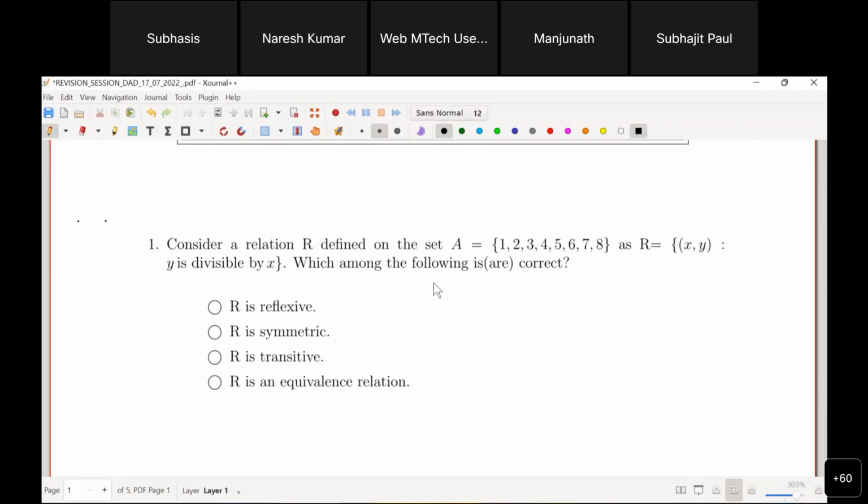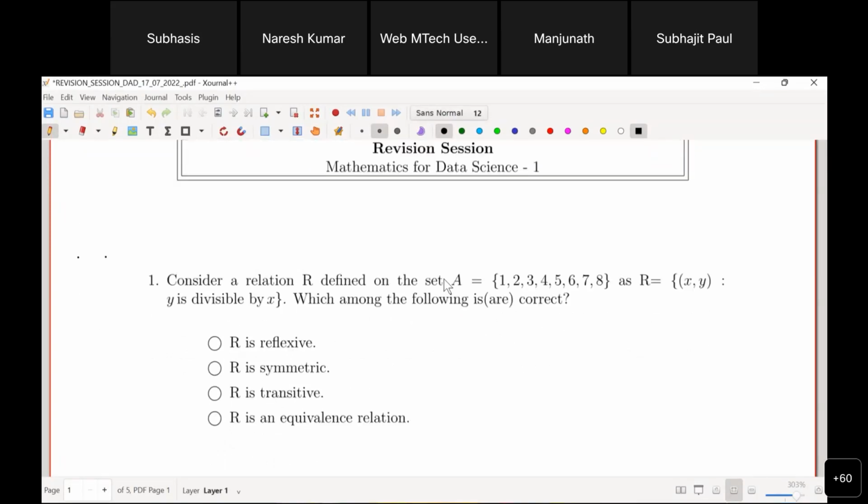Before that, let me recall. A relation R on A is nothing but a subset of A cross A. So relation on a set A is nothing but a subset of A times A, which is basically the Cartesian product of A and A.